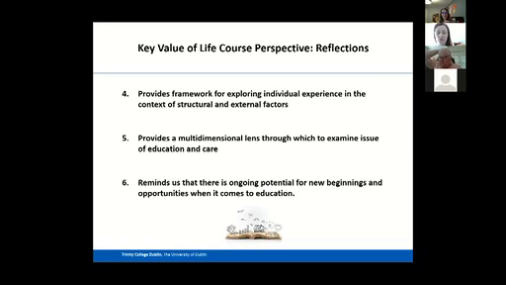And then again, just to come back to that final point, it reminds us that there is this ongoing potential for new beginnings and opportunities when it comes to education, and I think that's a really important message in the context of care generally, and also specifically in the context of education and care.